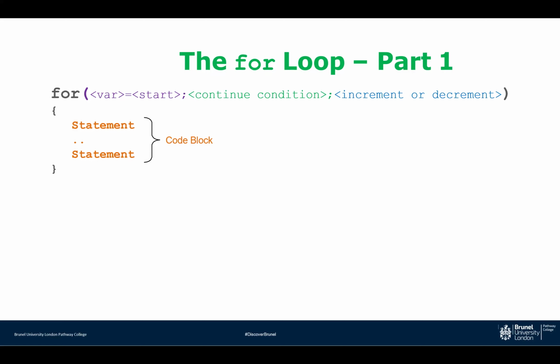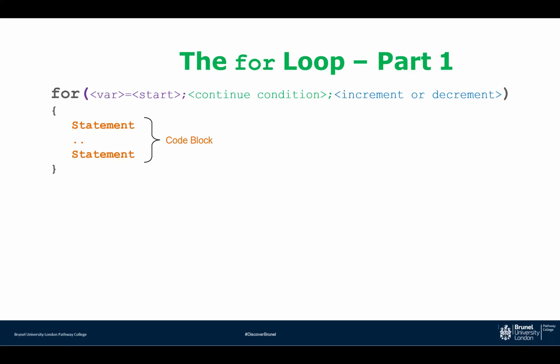And we have the starting position. So we have a variable equals starting position. We have a semicolon here. After that, we have a continue condition. We decide based on this condition whether to continue looping or not. After that, a semicolon. After that, if you are going up, we use the increment. If you are going down, we use the decrement. Again, we have the starting point, a continue condition, and either increment or decrement. If I'm going from 1 to 10, I need to use increment. If I'm going from 10 to 1, I need to use decrement. Makes sense.